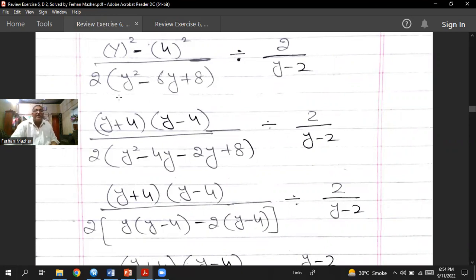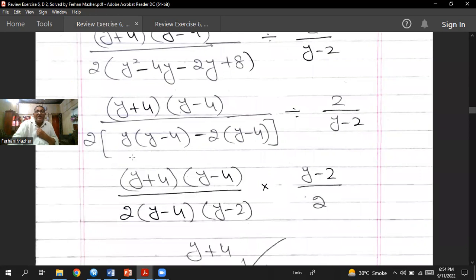I will do the midterm breaking. So we will write the pairs of the 8. They are 1 into 8, 2 into 4. So we have to find that pair which by addition will give you -6. So I will choose 4 and 2, and I will give both of them negative signs. So in the bracket you will have y square minus 4y minus 2y plus 8. Then you have divide 2 by y minus 2.